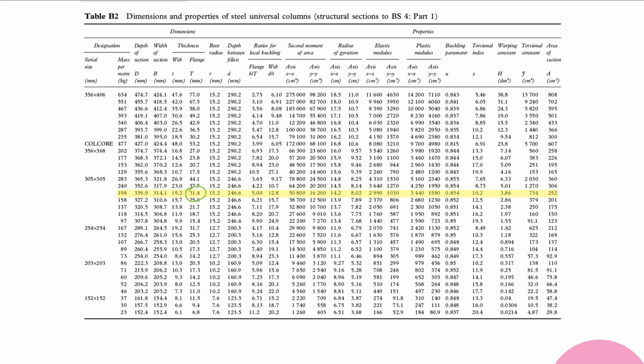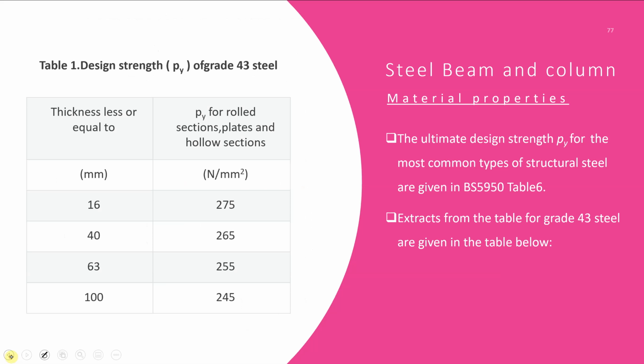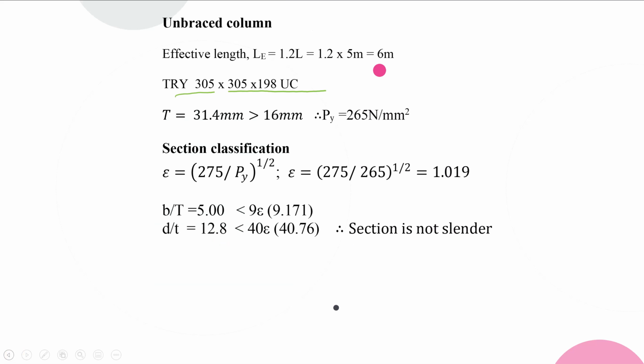Here is 31.4, and 31.4 T, because we want to know what the PY is. It is still bigger than 16 but less than 40, so PY is 265 here. Okay, so because of that, it goes like this.